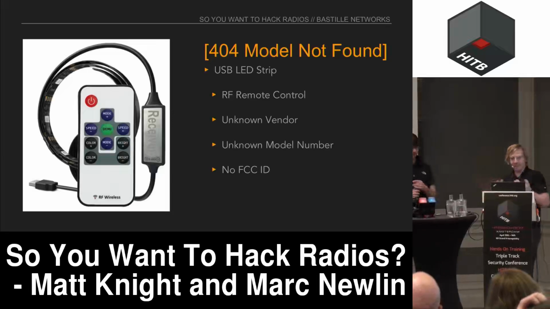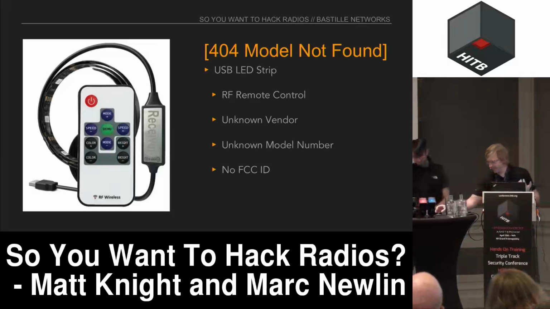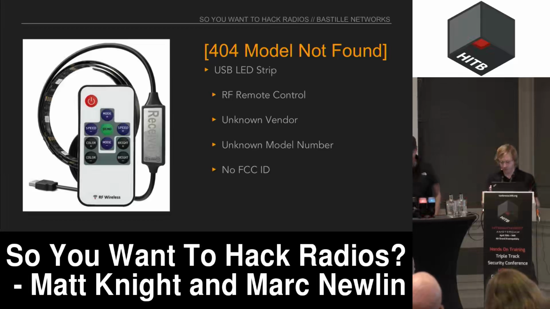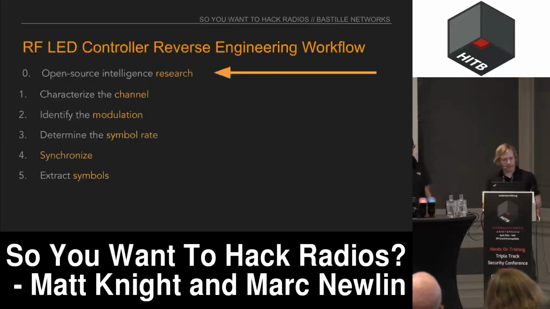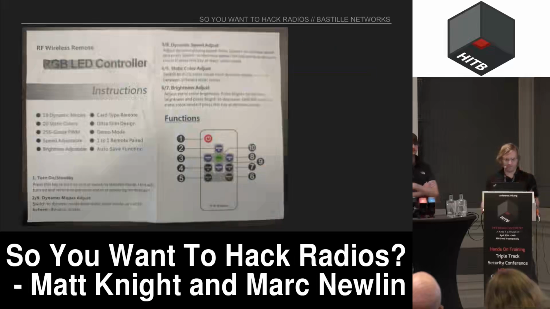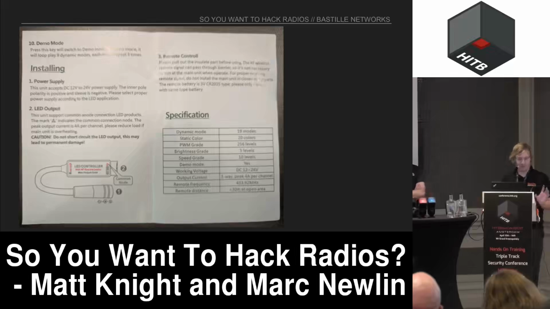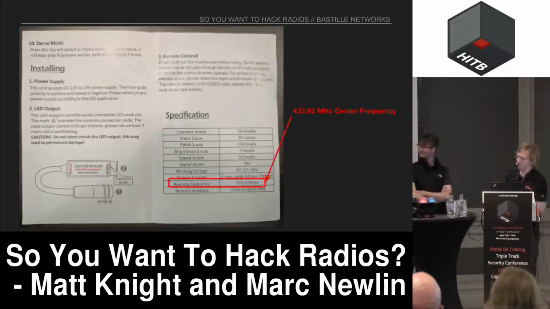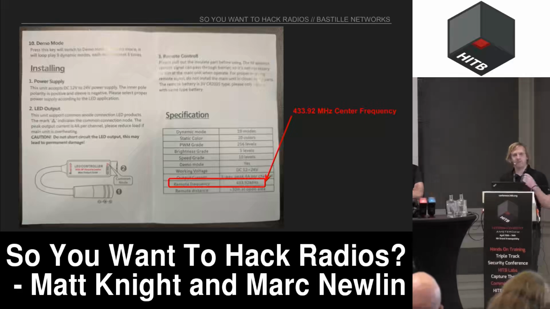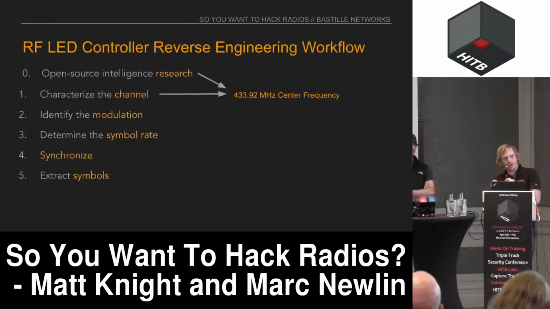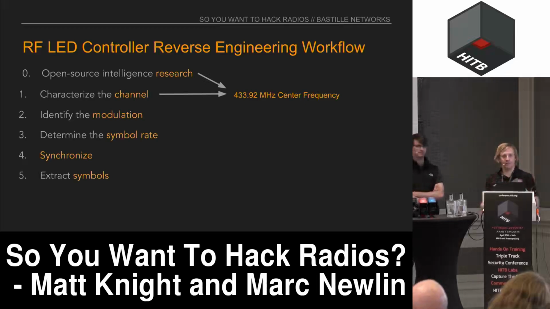So this is a kind of unknown device. I ordered this online. It doesn't have any markings in terms of a model number or a vendor number. So I don't really have much to go on in terms of open source intelligence, no FCC ID. However, we can do a little bit with the user manual that we have. This is the front page of the user manual that came with this, and there is nothing useful there. We can flip it over. There's some more words. Some of the words are interesting. We can see here we have a 433.92 megahertz center frequency. So this gives us some information about the channel that the device is operating in. Through this very minimal amount of open source intelligence, the only stuff we could actually do, we're able to characterize the channel and get the center frequency that this device operates at.